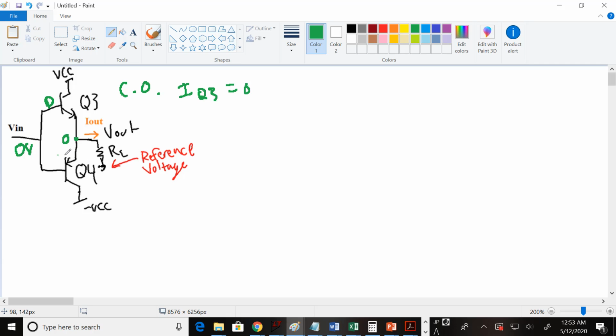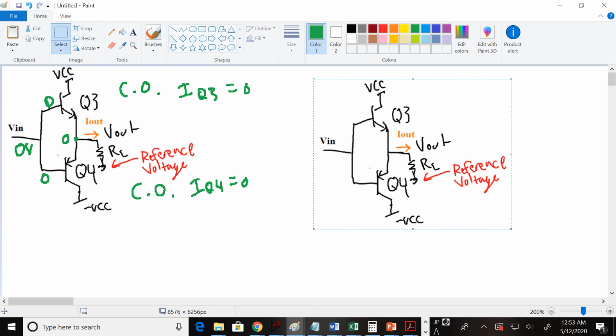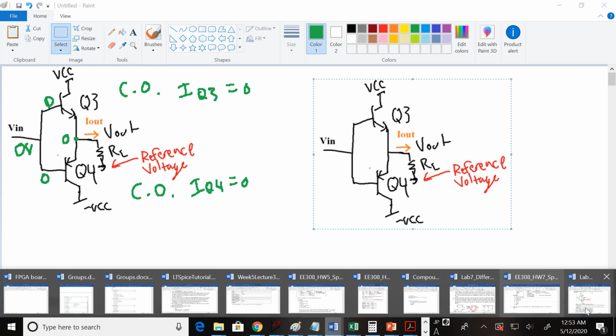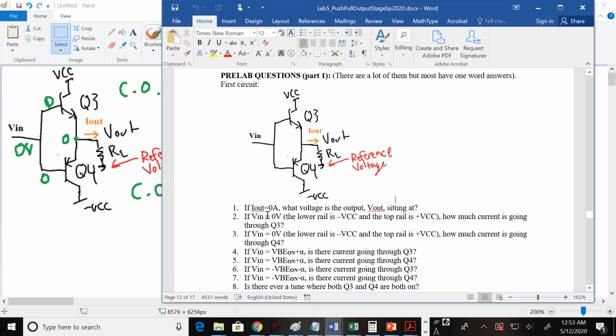And then same thing for Q4. The next question is, is Q4 conducting? Again, you want to write down the base voltage, which is 0, and the emitter voltage, which is also 0. This is also in cutoff when Vin is at 0. So I Q4 equals 0 when Vin equals 0. Okay, let's look at the next question. So that's questions 1, 2, and 3.